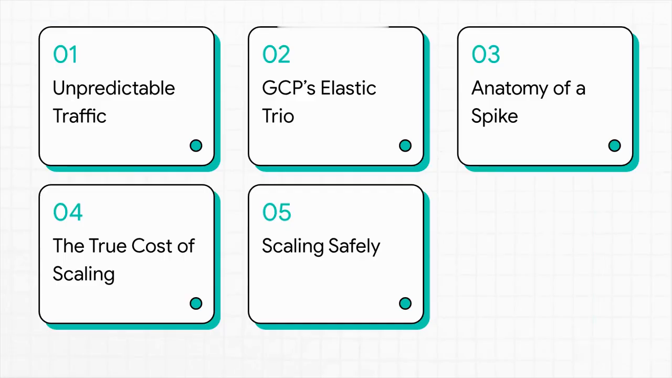So here's the plan. First, we're going to define the enemy, that unpredictable traffic problem we all face. Then, we'll meet the heroes of our story, GCP's Elastic Compute Trio. After that, the fun begins. We're going to simulate a massive traffic spike to see how they actually perform under pressure. Then, we'll get real about the cost of all this scaling. And finally, we'll wrap it all up with a solid playbook of design patterns you can use right away.